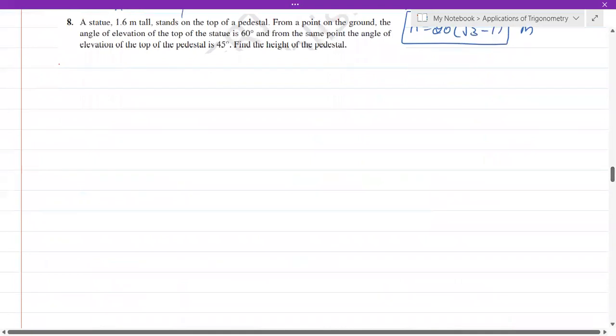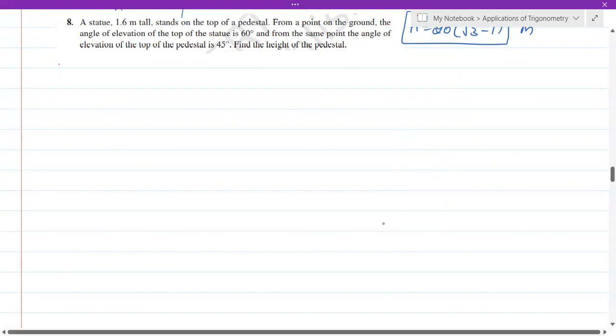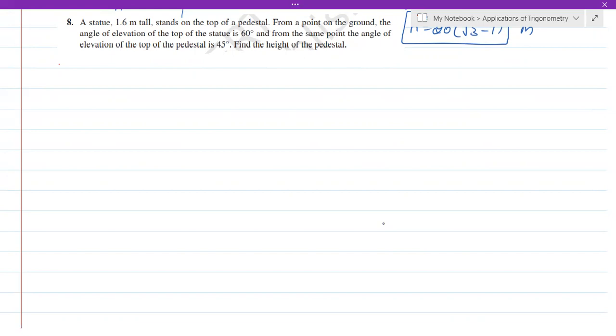A statue 1.6 meter tall stands on the top of a pedestal. There is a statue which is 1.6 meter tall, standing on the top of a pedestal. A pedestal is something like a base. You must have seen many statues where you have a base, and on top of it you will have a statue. This bottom part is called a pedestal. Now, from a point on the ground, the angle of elevation of the top of the statue is 60 degree. And from the same point, the angle of elevation of the top of the pedestal is 45 degree. Find the height of the pedestal.